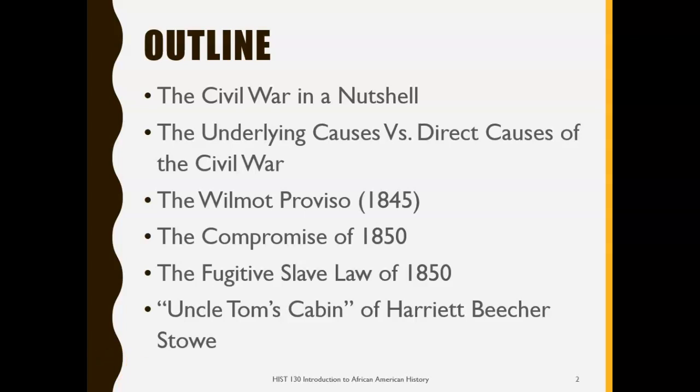In this lecture we will cover many different things, but first we will start with a summary of a civil war and of the two types of explanation of its causes. Then we will talk about the so-called underlying causes of the Civil War, which include the Wilmot Proviso in 1845, the Compromise of 1850, the Fugitive Slave Law of 1850, and the book entitled Uncle Tom's Cabin, written by Harriet Beecher Stowe.